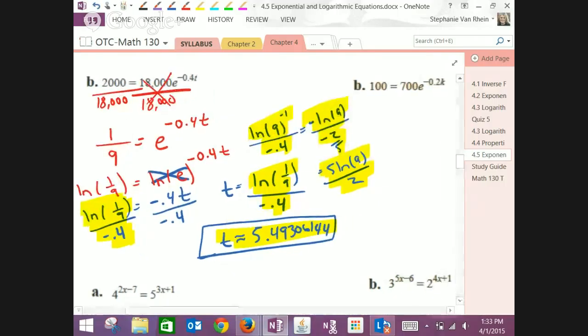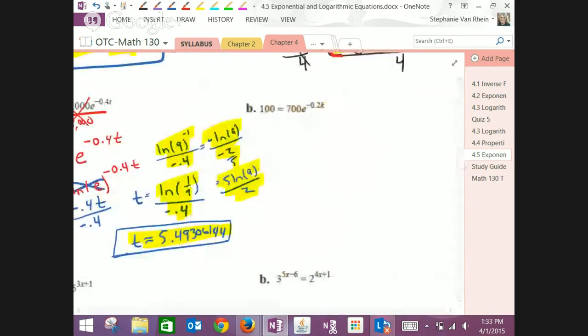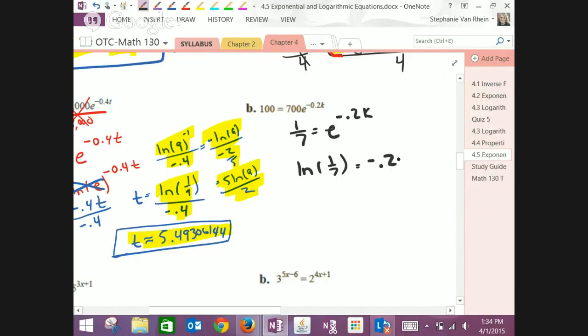What about B? B is the exact same approach. So I have 1/7 equals e to the minus 0.2k. ln of 1/7 equals negative 0.2k. Divide both sides by negative 0.2. So k equals 9.72955.